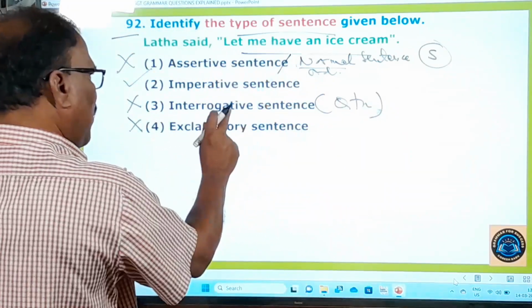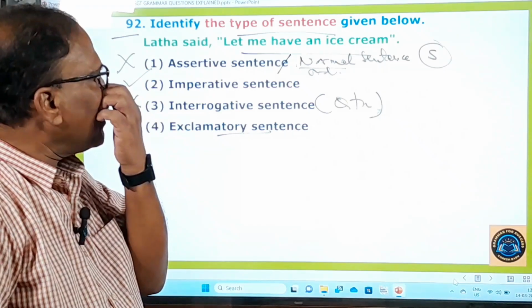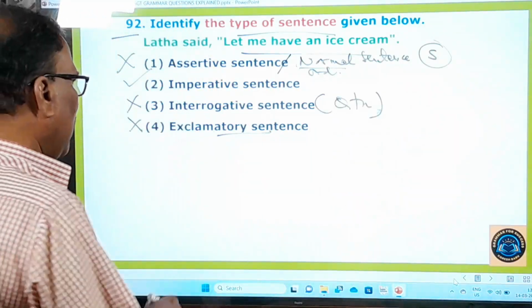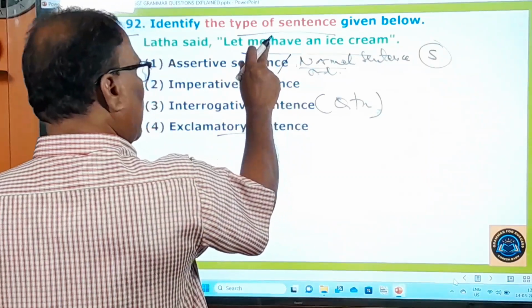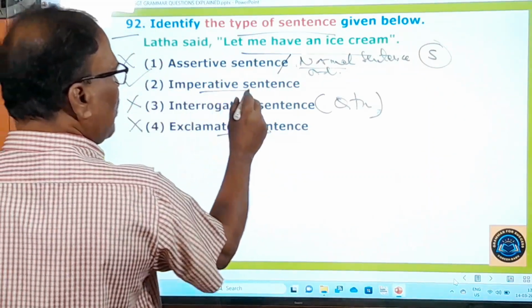This is not a question, therefore it's not an interrogative sentence. An exclamative sentence means a sentence that expresses a sudden strong feeling. Therefore, it is also not an exclamative sentence. In this way, the first, third, and fourth ones are wrong; only the second one is the right one.